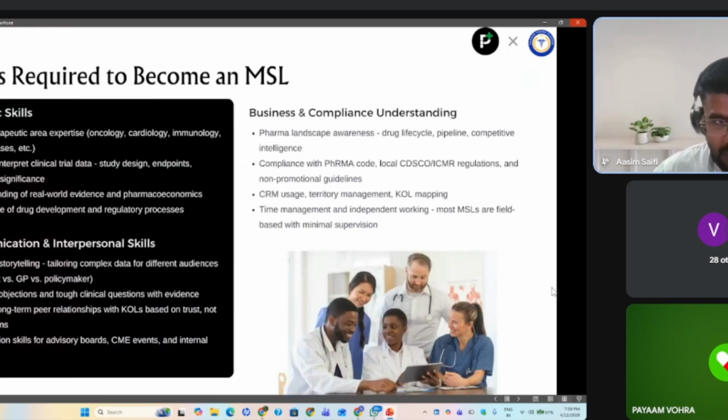Skills required to become an MSL: deep therapeutic area expertise, like oncology, cardiology, immunology, rare disease. Ability to interpret clinical trial data. That's why I was telling you the writing skill you should have. Study design, endpoints, statistical significance. What is p value? What is hazard ratio? What is confidence interval? What is odds ratio? Why is it used? Why do we set the benchmark of 95% for CI? What is the difference between 94 and 96? If the confidence interval comes as 94% or 96%, it is not 95%. So there are lots of things.